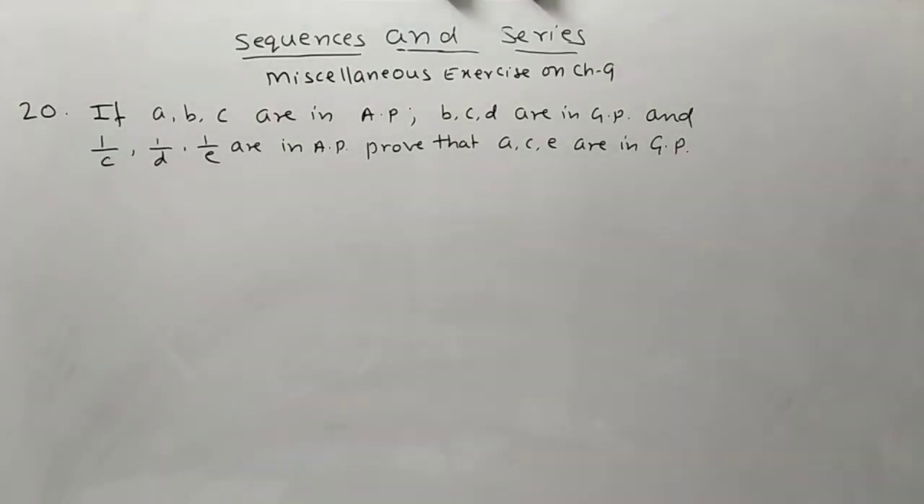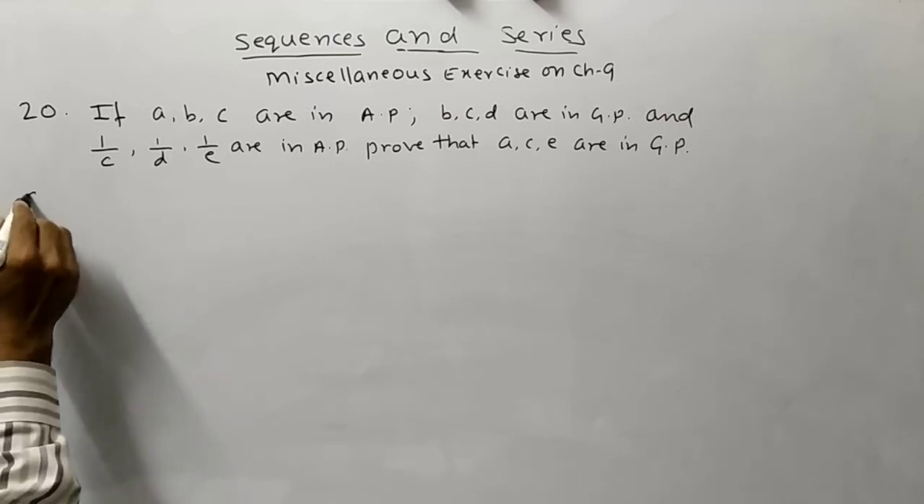Question number 20. If A, B, C are in AP, B, C, D are in GP, and 1 by C, 1 by D, 1 by E are in AP, prove that A, C, E are in GP. Solution.